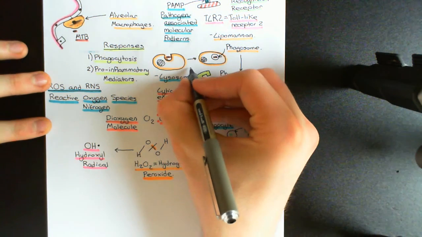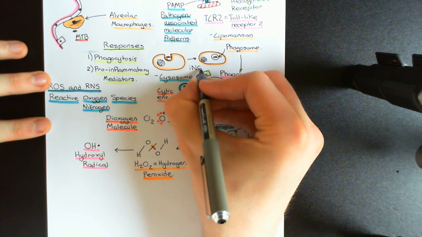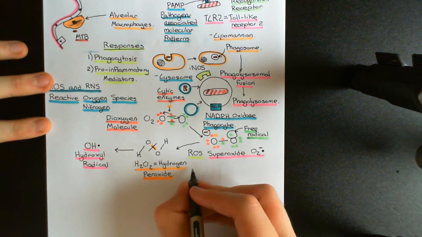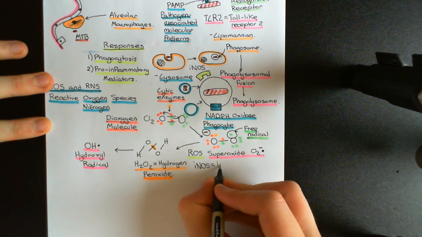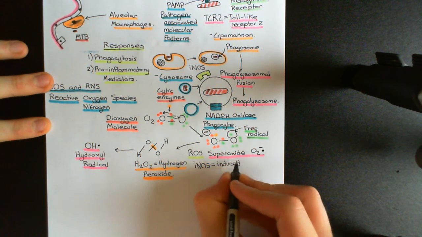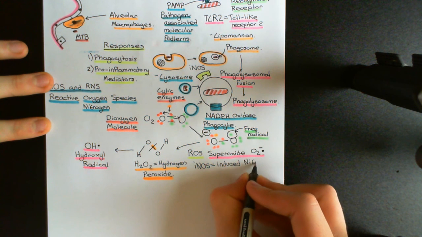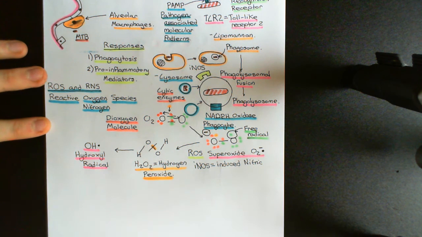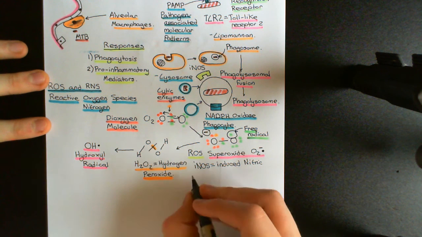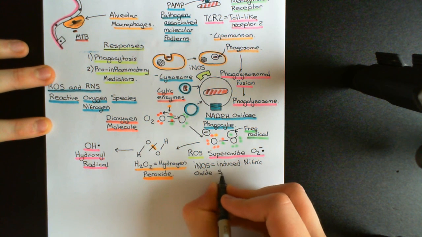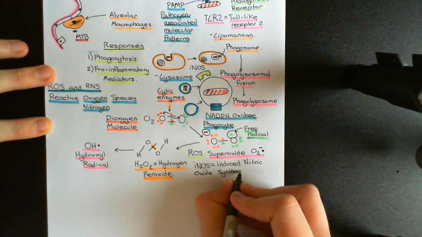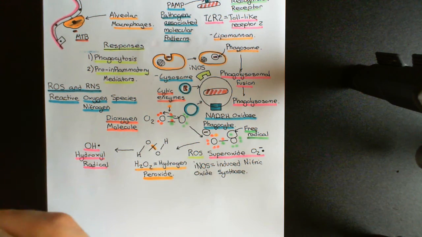So this is representing an induced nitric oxide synthase enzyme, an iNOS enzyme. iNOS is a type of nitric oxide synthase enzyme, and it's specifically induced nitric oxide synthase because the expression of it is induced by the presence of a pathogen, by the activation of pattern recognition receptors on the surface of the alveolar macrophage. So this is induced nitric oxide synthase, iNOS. Okay, so that's there in yellow.